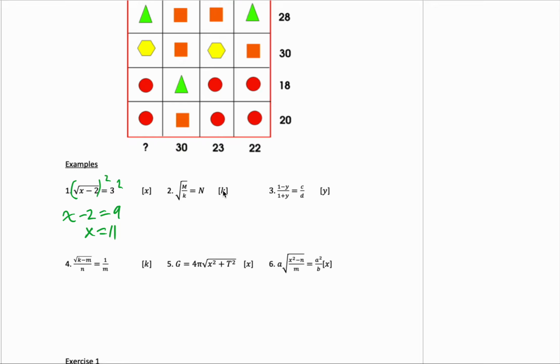Next case, we're solving for k, so we'll square both sides, and get m over k equals n squared. Now we can multiply both sides by k, and then we get km equals kn squared. Actually, there's no k on the left, that canceled. And to solve for k, we divide both sides by n squared. K equals m over n squared.